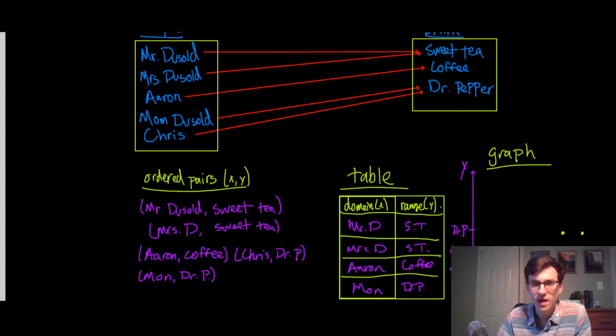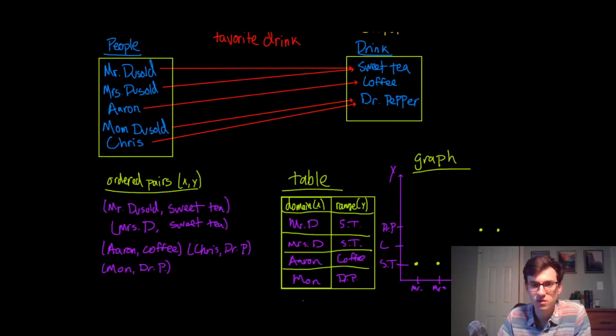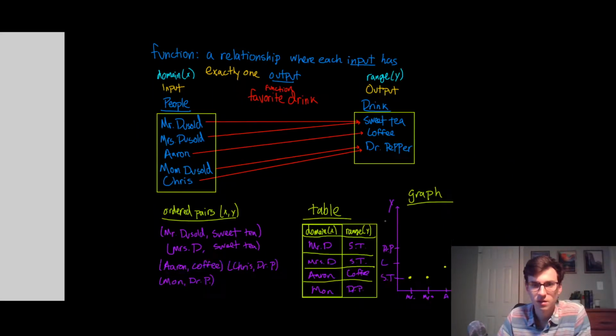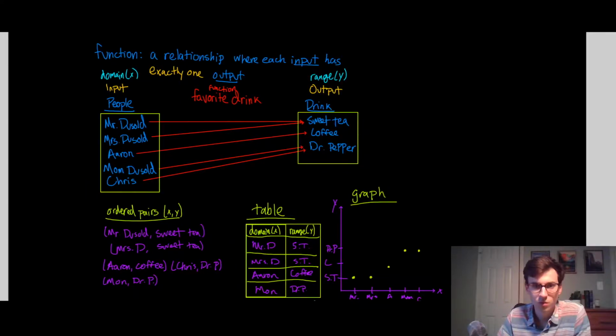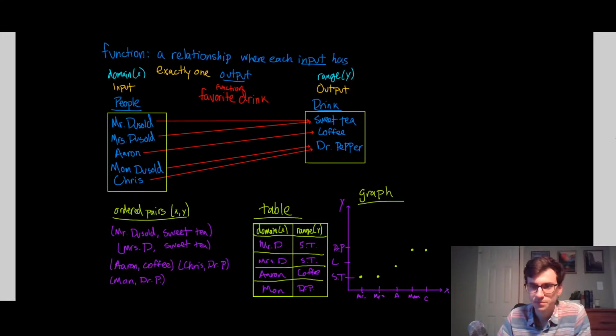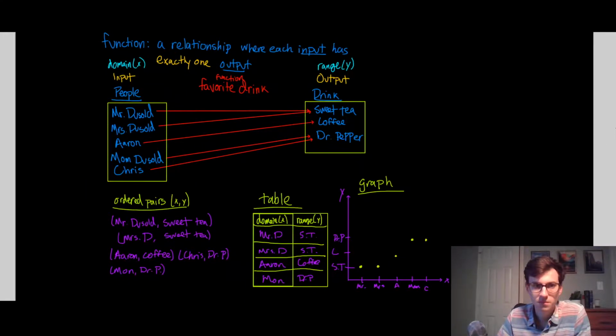Okay, so that's functions and their different representations. Let me see if I can get all of this on one screen. There's functions and their different representations. Hopefully that gives you an idea of how to deal with domain and range and functions and how they're represented.